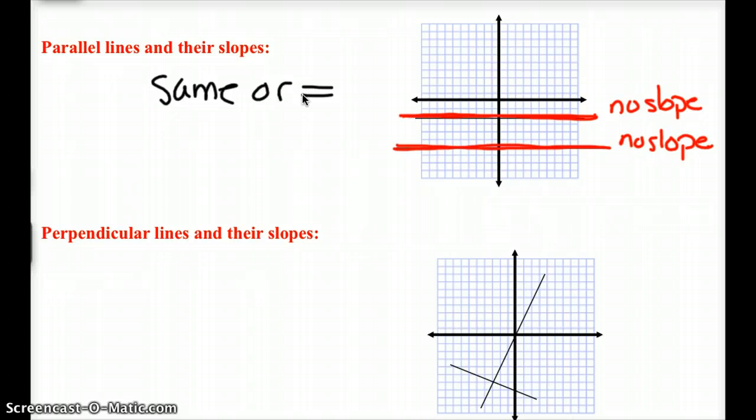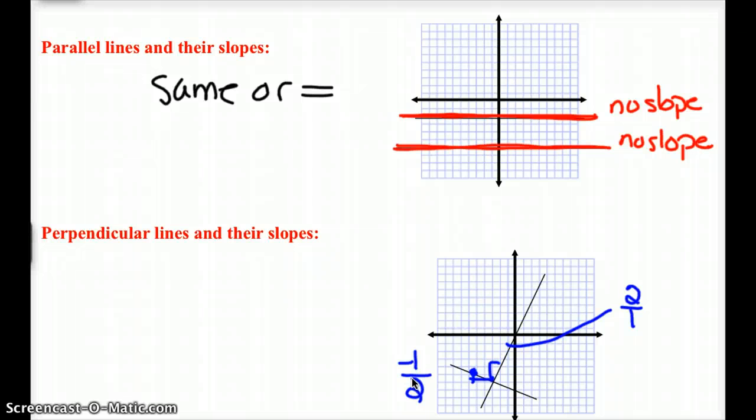Perpendicular slopes. I have a picture again here. If I look at here, I'm going up 2 and then I'm going over 1. So this slope is 2 over 1. When I look at this one here, looking from here, I'm going down 1, so that would be negative 1, and then I'm going to the right 2. All right, so that's perpendicular.